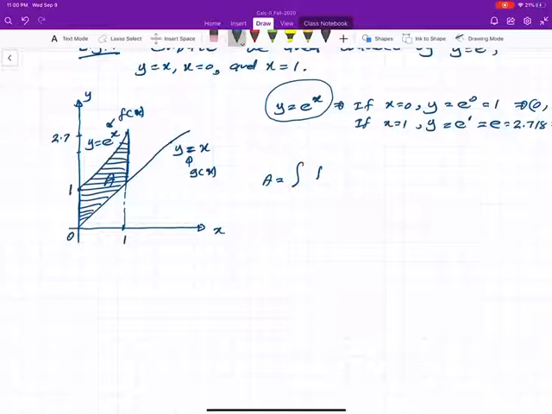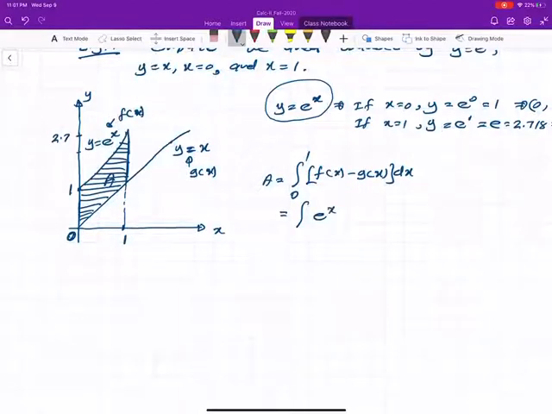Alright, this is f of x minus g of x, and you have to differentiate that. Limits. Now you have to find the limits. The lower limit is 0, upper limit is 1. That's how x varies. X varies from 0 to 1. So 0 to 1.